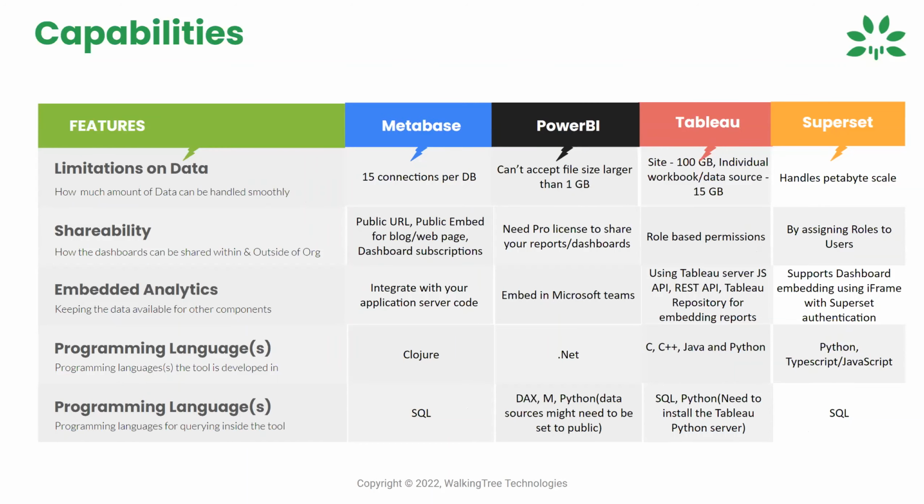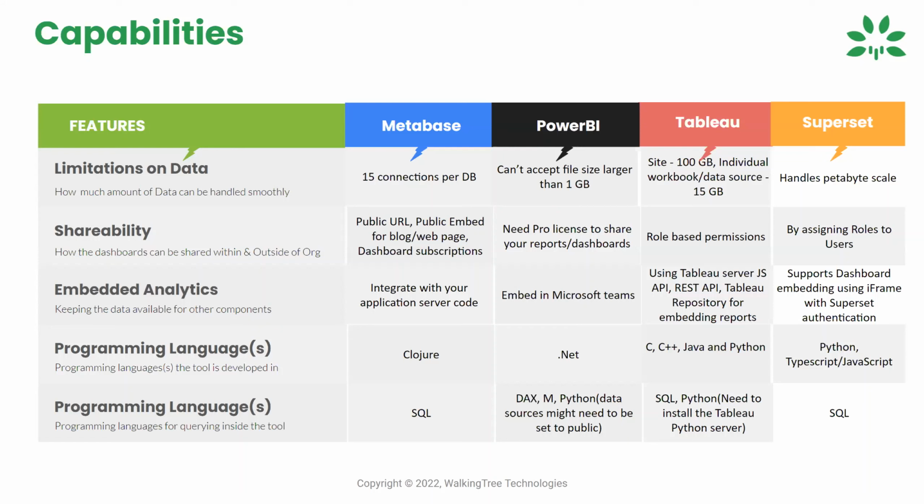When we look at the limitations on the data, Metabase allows 15 connections per DB. When we say 15 connections, it's the number of concurrent queries that can be run on the DB. For Power BI, it can't accept a file size larger than 1 GB if you're using an Excel sheet. For Tableau, it is 100 GB per site, and for an individual workbook or data source it is 15 GB. And Superset handles petabyte scale of data. That is one advantage of Superset. Even though it is open source, it can handle petabyte scale data.